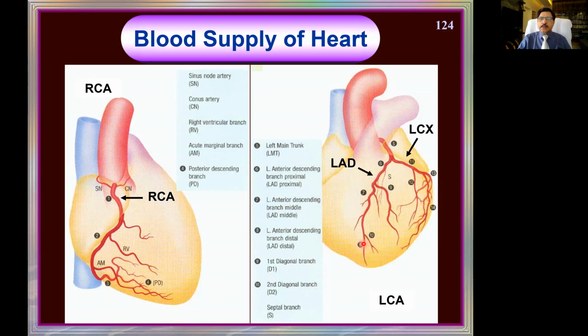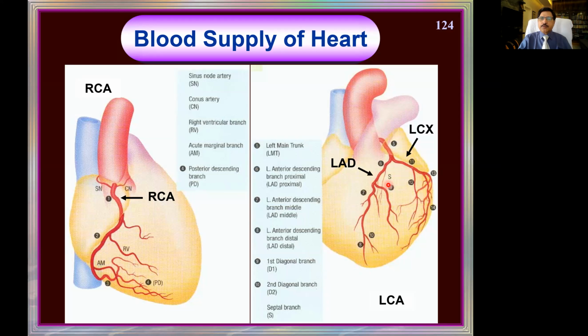So they say there is a disease in the distal LAD, that means here. There is a disease in the middle LAD, here. Yes, the proximal LAD, it is here. Proximal to the first branch. What is that first branch? First diagonal branch. Before the first diagonal branch, it is proximal. Before the second diagonal branch, it is middle. Beyond the second diagonal branch, it is called the distal.